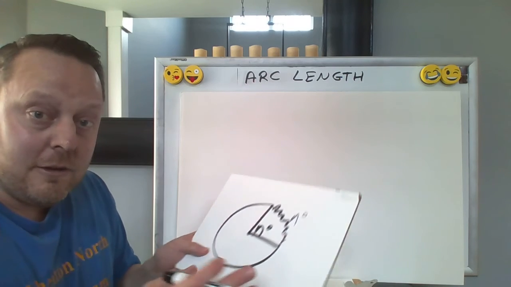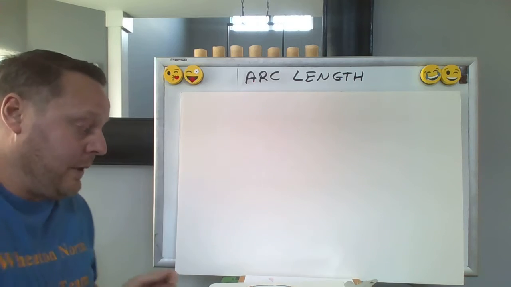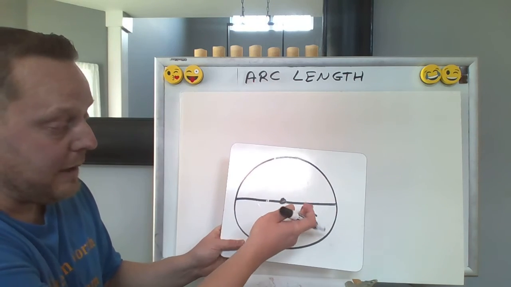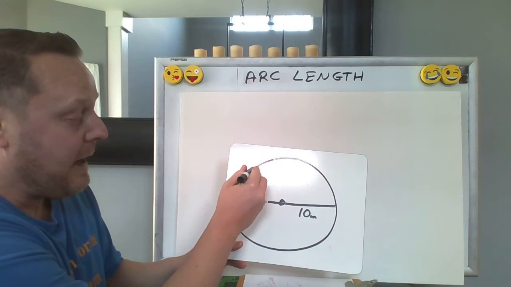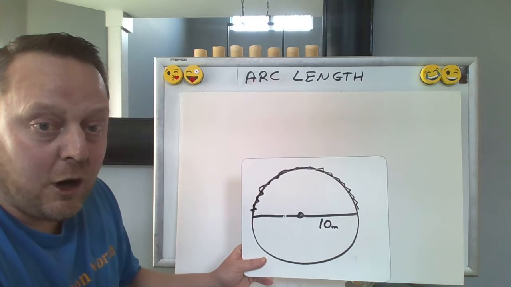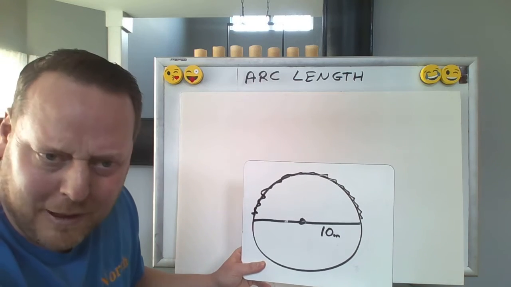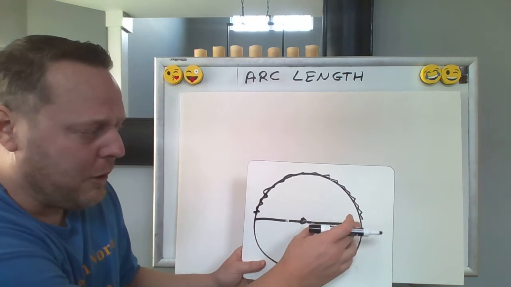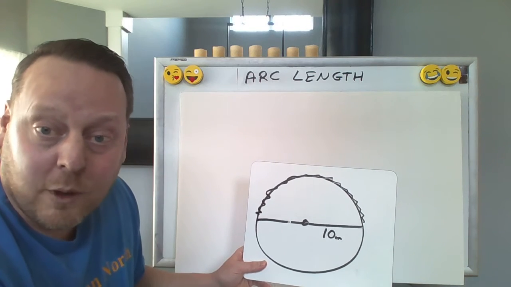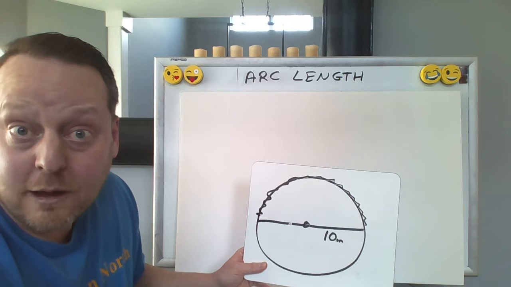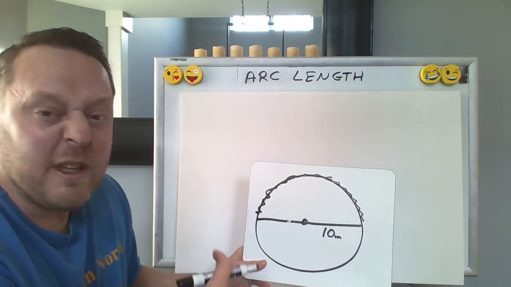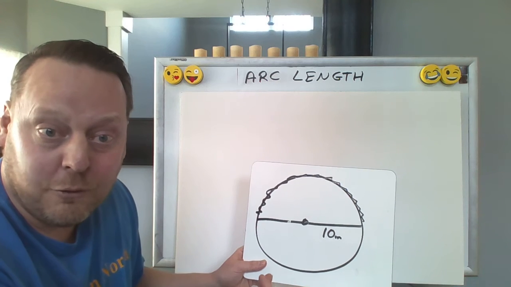What we're going to talk about today is arc length. So maybe we'll start with something like this. We have a circle, the radius is 10 inches. That chord we see is a diameter, and if we just wanted to find this arc length, well, we know that's a semicircle. We also know that the circumference of the whole circle is going to be 20 pi, 2 times pi times the radius. So this semicircle is really just half of the whole circle.